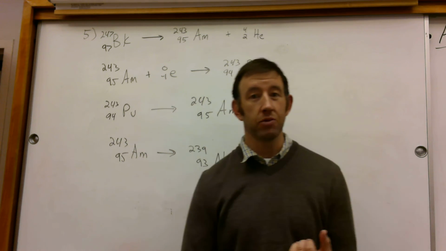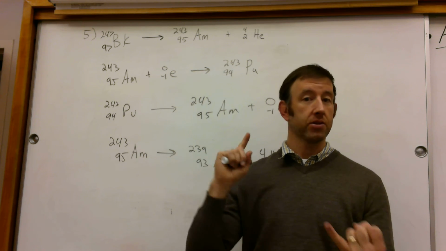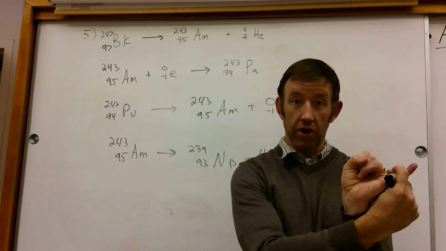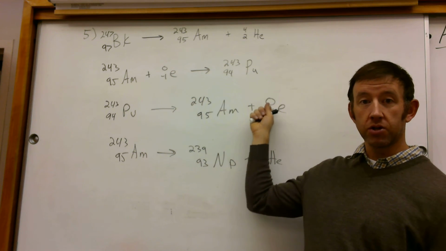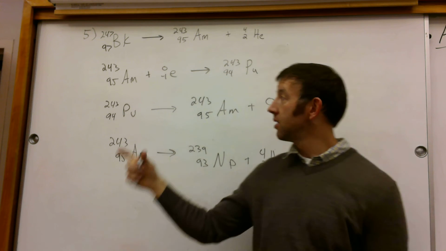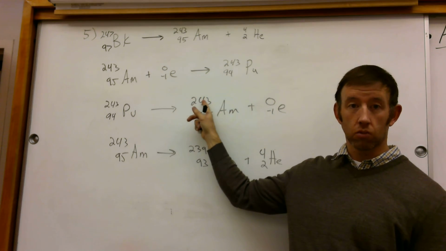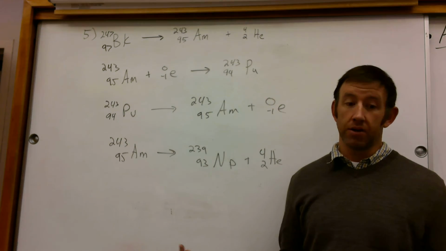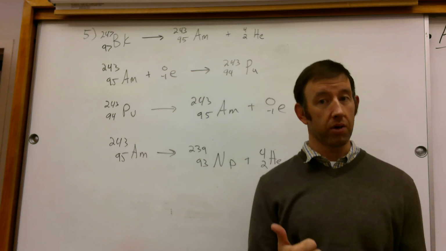But really, it comes down to when you see beta decay, you need to remember that's what happens when we shed an electron. All right. So every time there's a beta decay, you're going to have a plus 0 minus 1 e on the right side. All right. And what's going to happen to my atomic number with beta decay? What's going to happen to my mass? Okay. That's all you have to remember. And then you just use your periodic table to find the appropriate element that matches that atomic number.